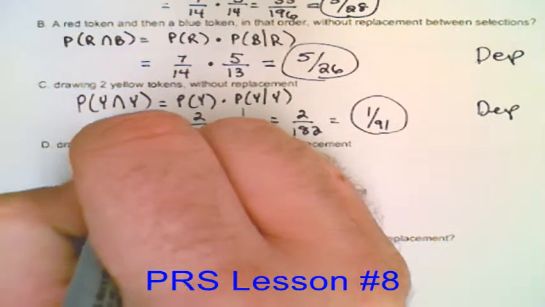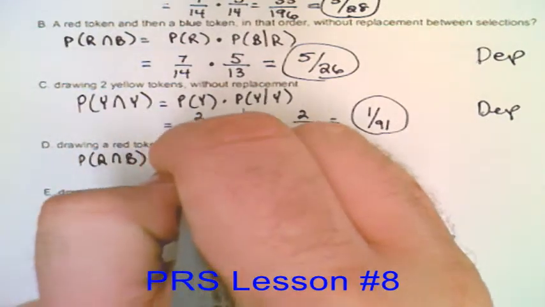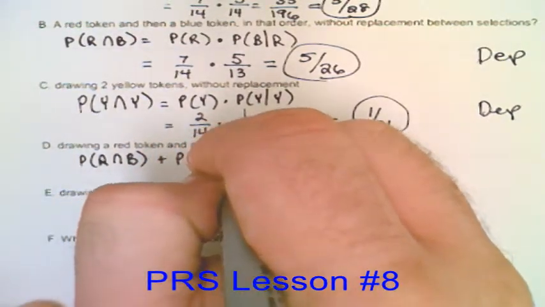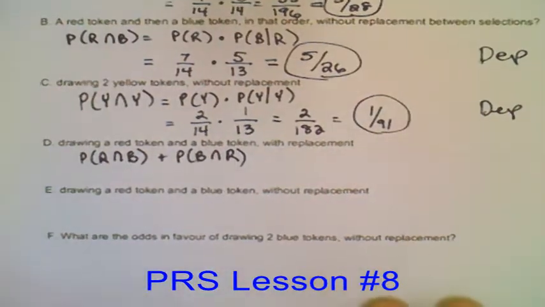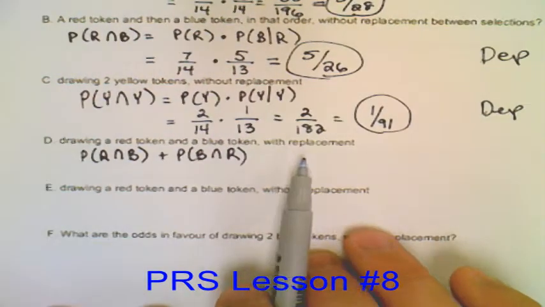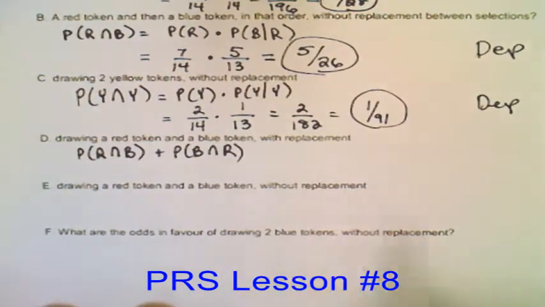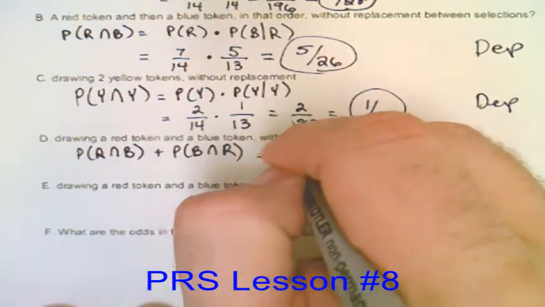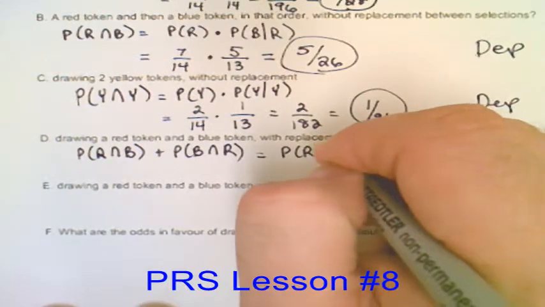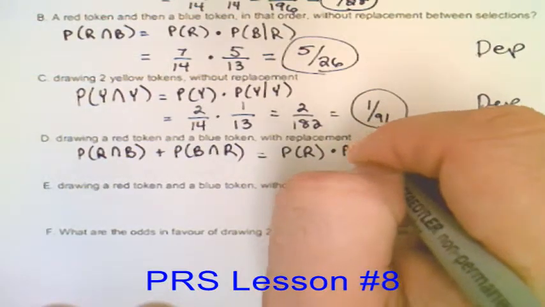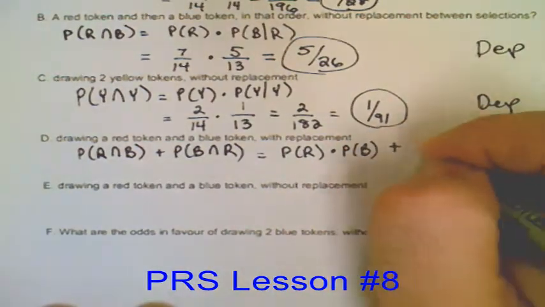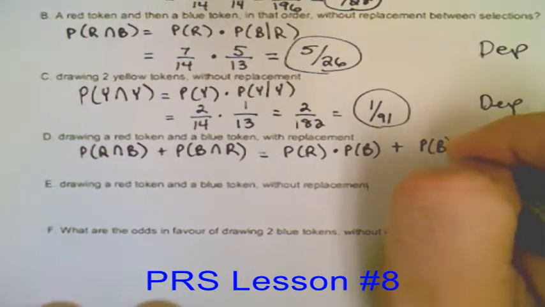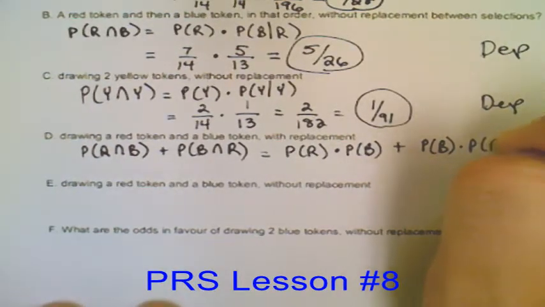D, drawing a red token and a blue token with replacement. Now the key thing here is I didn't say in that order. So I could have a red token first and then a blue token, or I could have a blue token first and then a red token. So I've got the probability of drawing a red and a blue, plus the probability of drawing a blue and a red. So I've got to keep those in mind.